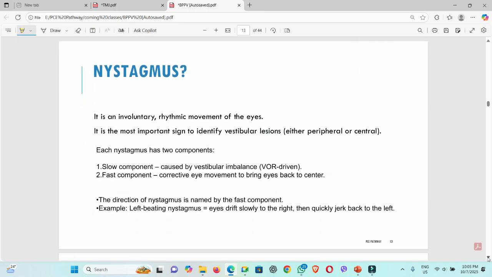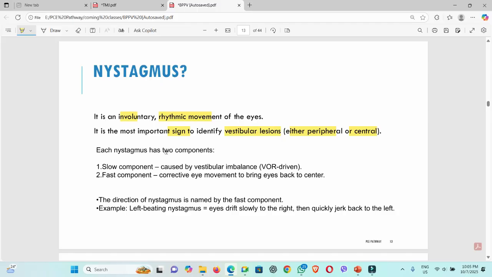Okay, next concept is nystagmus. So what is nystagmus? Nystagmus is an involuntary rhythmic movement of the eyes. It is the most important sign to identify vestibular lesions, either peripheral or central vestibular. It is one of the most important signs to identify vestibular lesions.